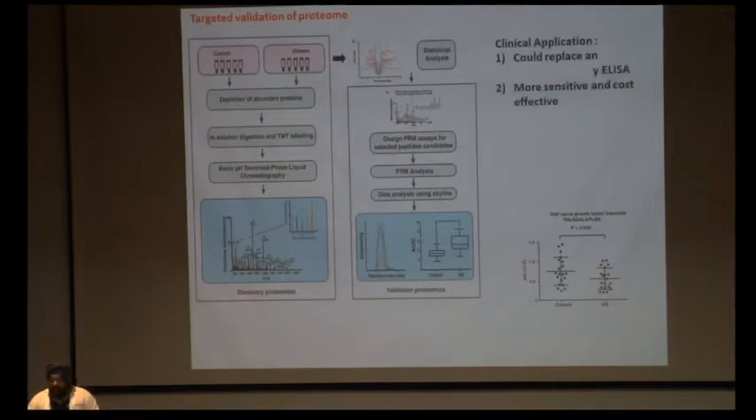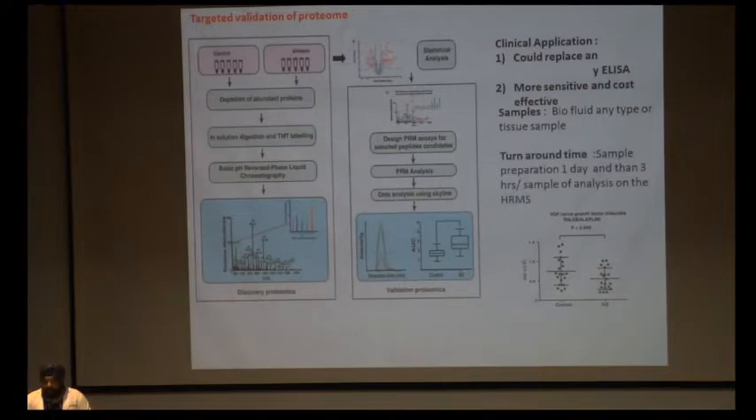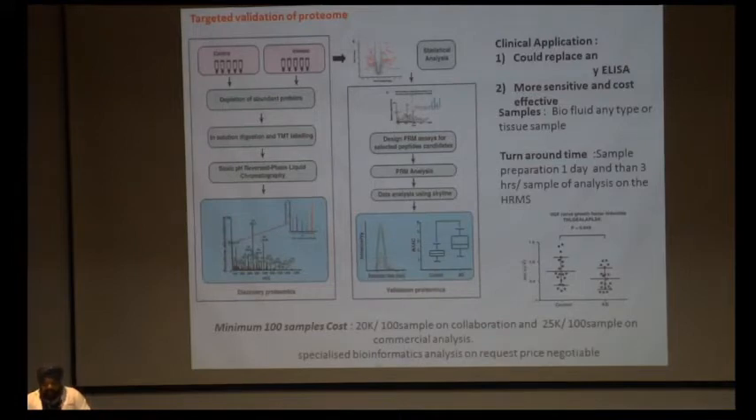So the clinical application is you could replace ELISA. It is more sensitive and cost effective. The sample type is biofluid or tissue of any type. Turnaround time is again, this is repeated. And the cost per 100 samples is 20K, and on collaboration it is 25K.